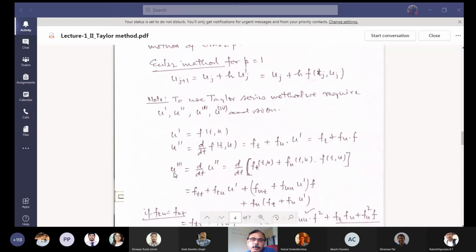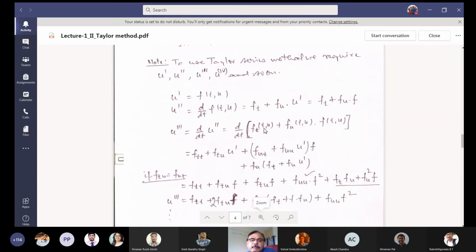Now if we want u triple prime, then it will be d by dt of u double prime, and that is your d by dt of this quantity. So this will be your f_t plus f_u into f. So first we'll see only the f_t part. If we again differentiate with respect to t, this will be f_tt plus f_tu u prime, and then we see the second part. This is f_u into f, the product of two functions. So we keep one still, and then differentiate the other.